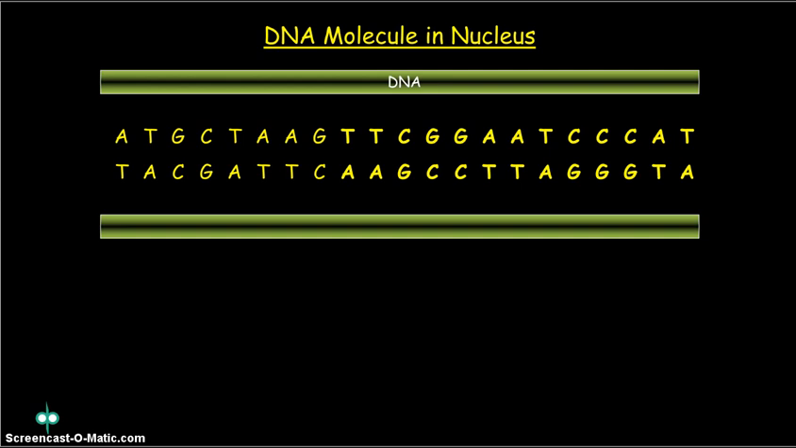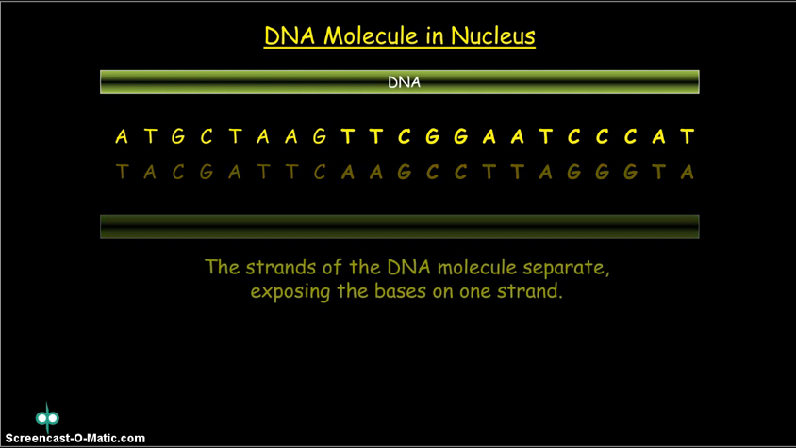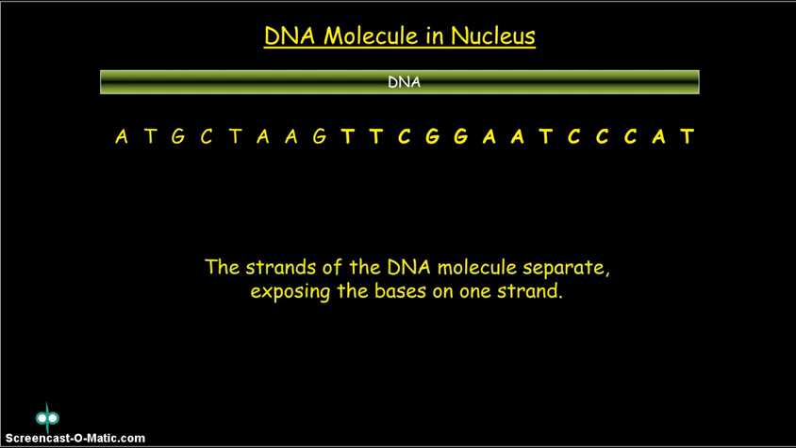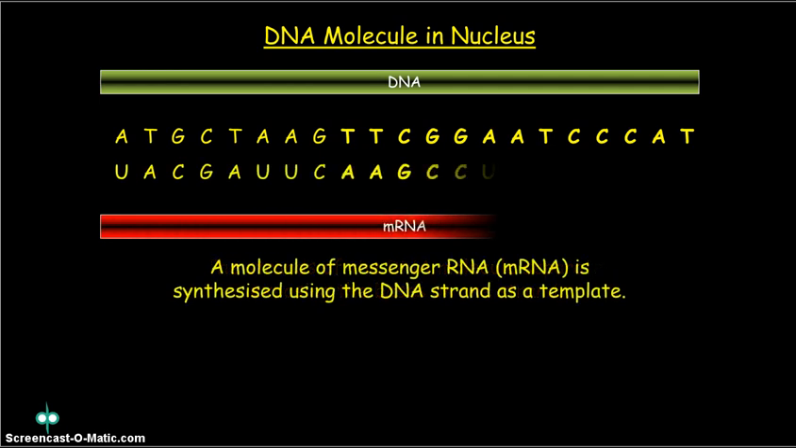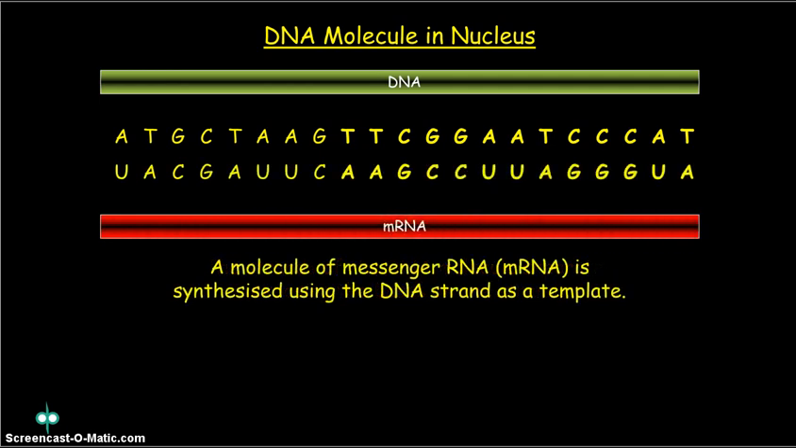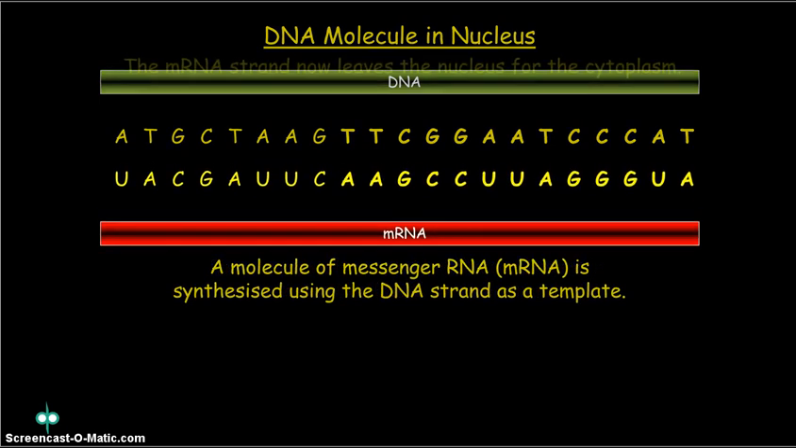Messenger RNA, or mRNA, is a molecule which carries a complementary copy of the genetic code from the DNA in the nucleus to a ribosome where the protein is assembled from amino acids. Now, for this to occur, firstly, the strands of the DNA molecule separate, exposing the bases on one strand. A molecule of messenger RNA is then synthesized using the DNA strand as a template.